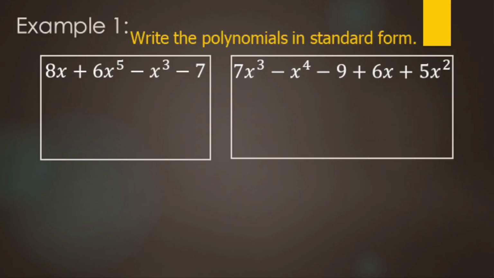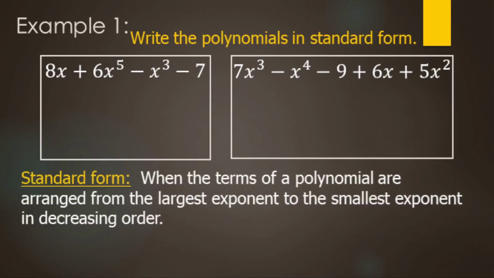Here we have two polynomials, and we're going to rewrite them in standard form. Now, standard form, that's when you have the biggest exponent all the way on the left, and then as you go to the right, they get smaller, okay? So we're going to start out by looking over here at the polynomial on the left. We're looking for the biggest exponent. There it is, exponent of 5. So the 6x to the 5th goes first.